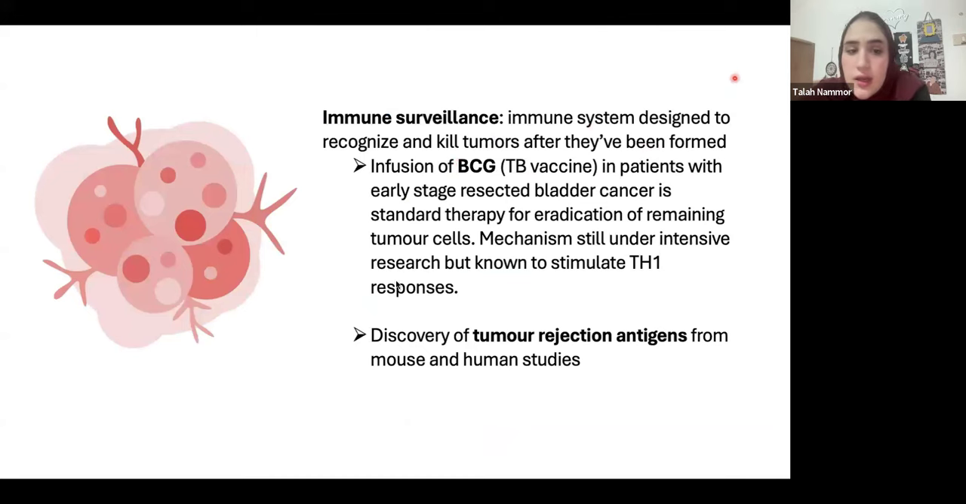Anyway, immune surveillance. Immune surveillance sounds interesting. The idea of immune surveillance, from the name, immune surveillance.